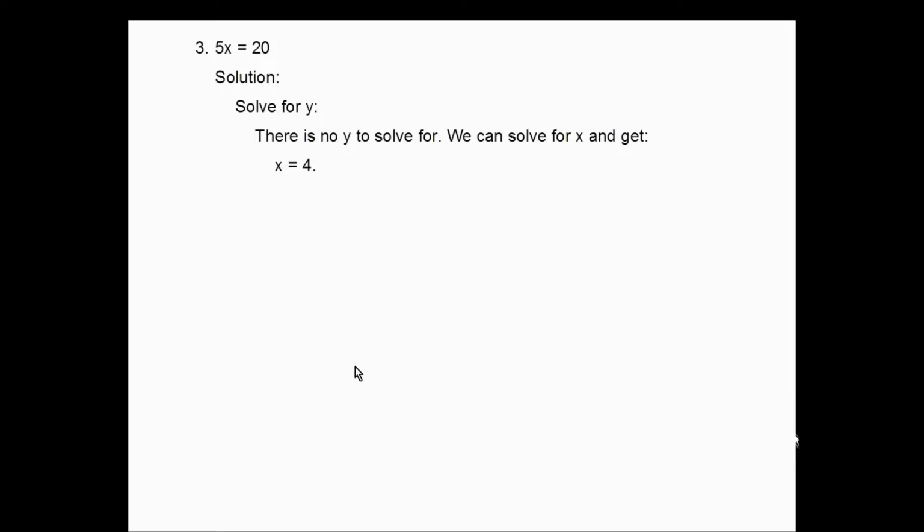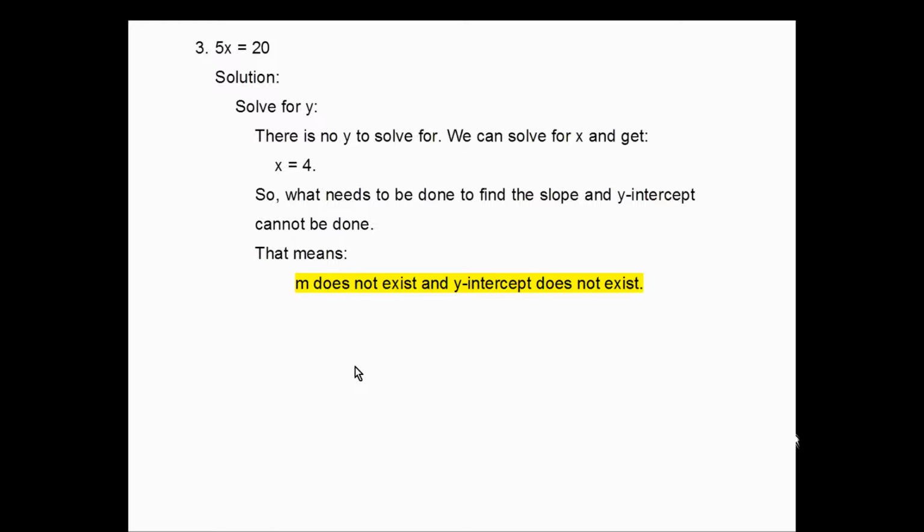Number 3, I have 5x equals 20. Again, I want to solve for y. Well, this will be a challenge. There is no y. We can solve for x to get x equals 4, but I cannot get y equals. So notice the thing that I need to do in order to answer the question cannot be done. That means the slope does not exist and the y-intercept does not exist. This is a vertical line. So when there is no y in the equation, slope does not exist, y-intercept does not exist.